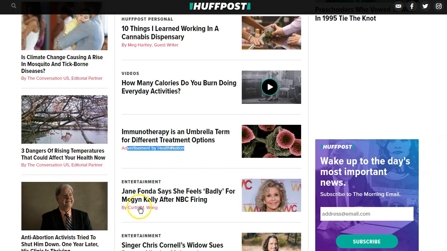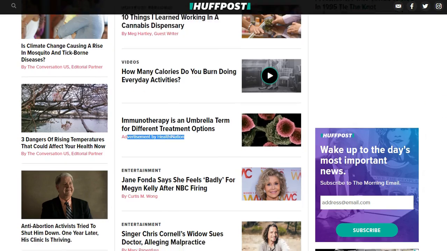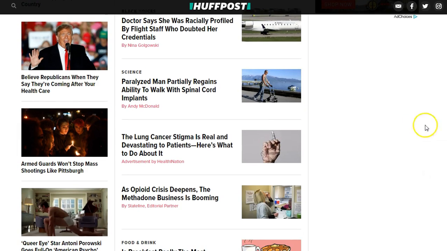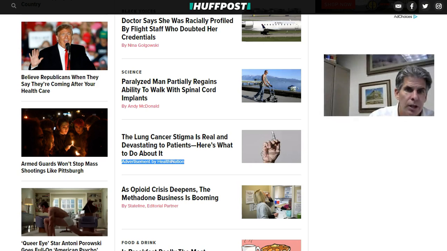And notice how easy it is to miss that. And then Jane Fonda and Megyn Kelly. This is not so much health advice as it is just advertising and lots of analogies. And you notice this one. This one looks like good science, and I almost fell for it. It's an advertisement by a publication, Health Nation. That's a publication. They're selling ads.